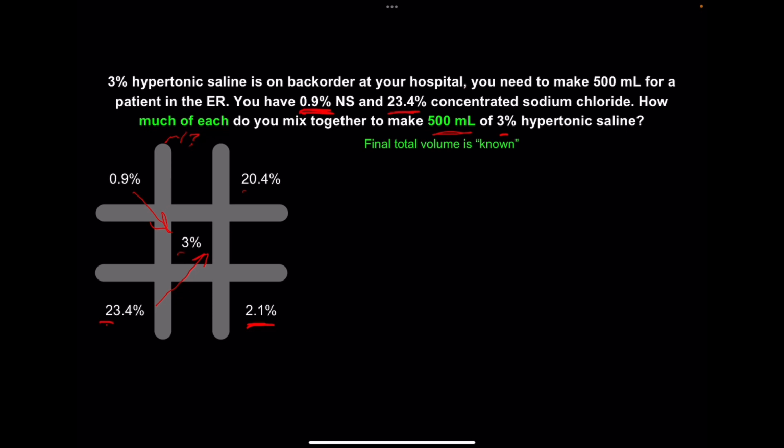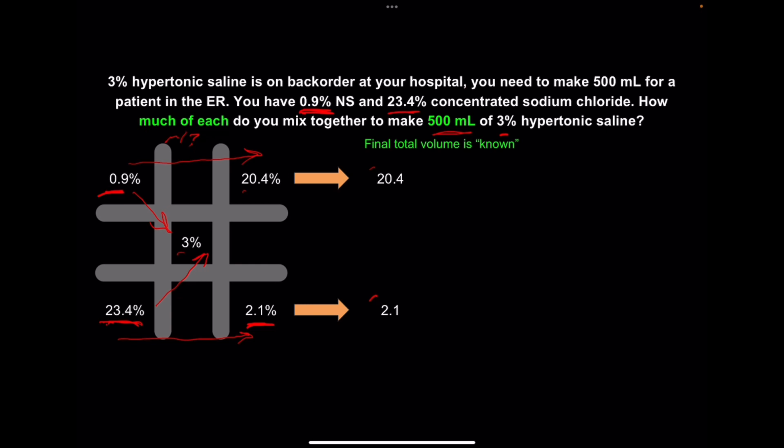Now, the confusing part is then we go straight across on top and bottom, and that gives us our parts or proportions compared to the other concentration, meaning that for every 20.4 parts of the 0.9%, we have 2.1 parts of the 23.4%. Now, doing it in a proportion or a ratio always kind of confuses me still.